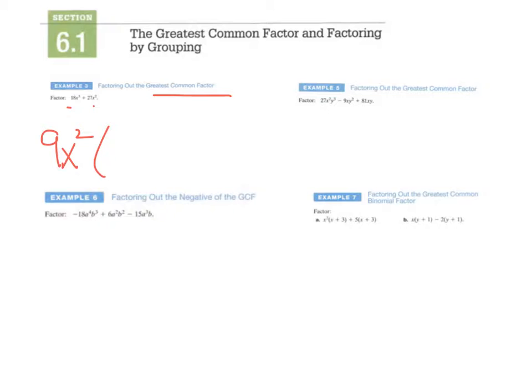9 into 18 is 2. X squared and x cubed is just an x. And 9 into 27 is a positive 3. X squared and x squared is 1, so we don't need to write it. So there is our factoring using the greatest common factor.